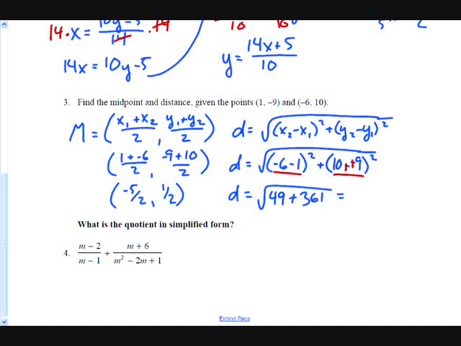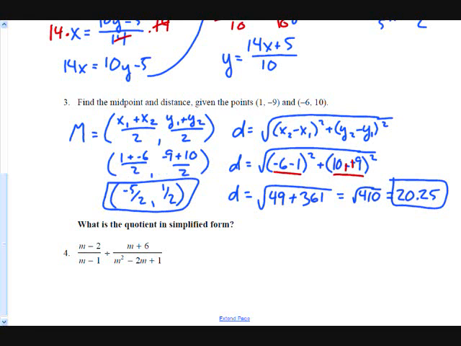And now I add those together. The 361 plus the 49 is going to be a 410. And now I'm just going to take the square root of this, and we're just going to round this to like 2 decimal places. So we'll say it's a 20.25. So there it is, midpoint and distance.